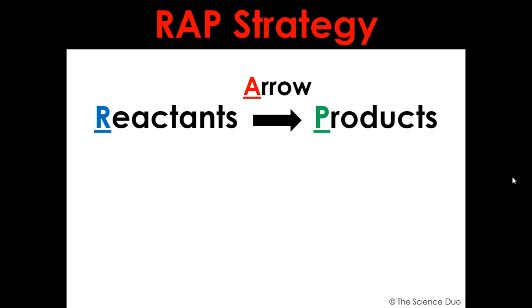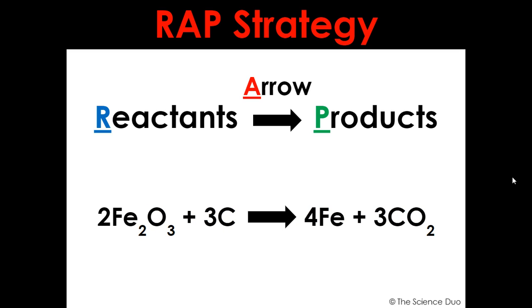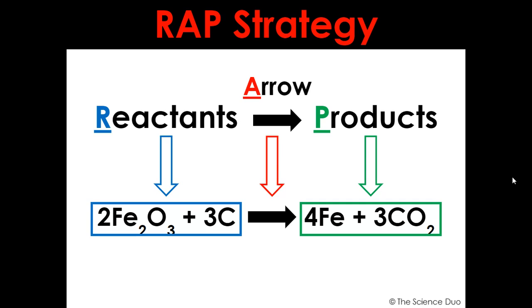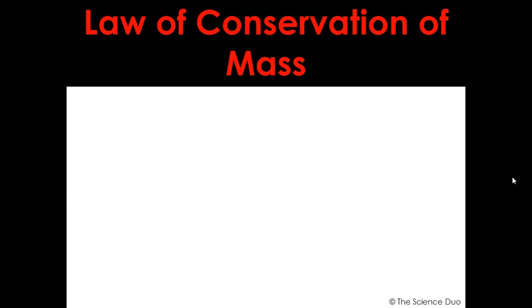So what's the RAP strategy? RAP strategy is reactants, then the arrow, then the products. So again, reactants, then arrow, then products. That's one thing you need to remember for your quizzes and your tests. If we look at this equation, we know that the reactants are on the left, the arrow is right in the middle, and the products are on the right.